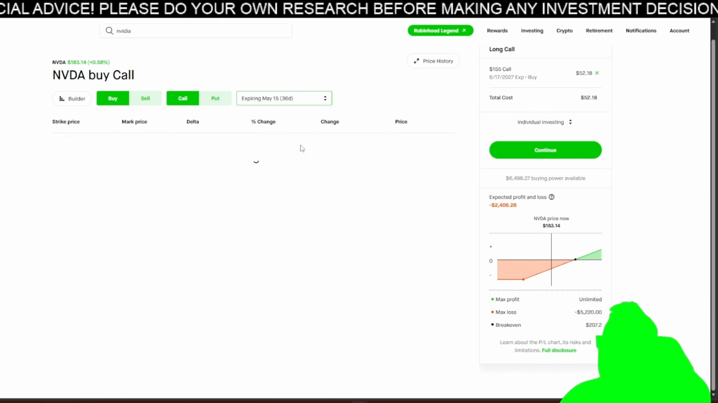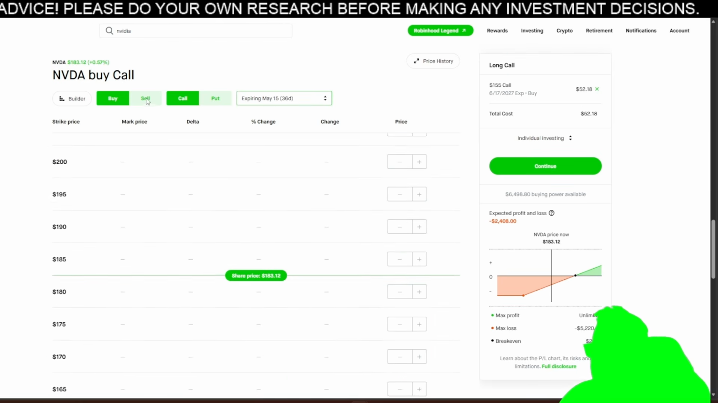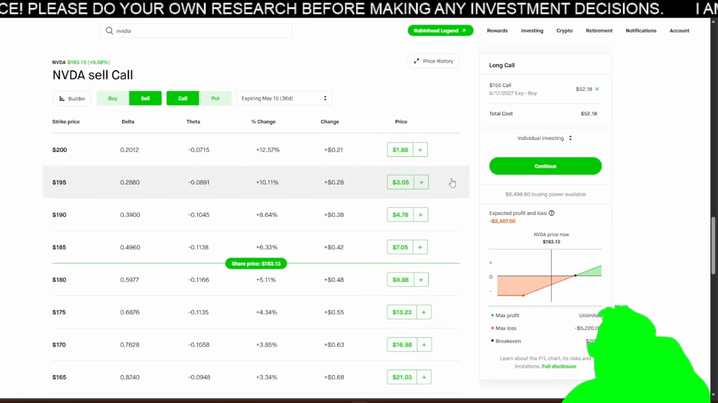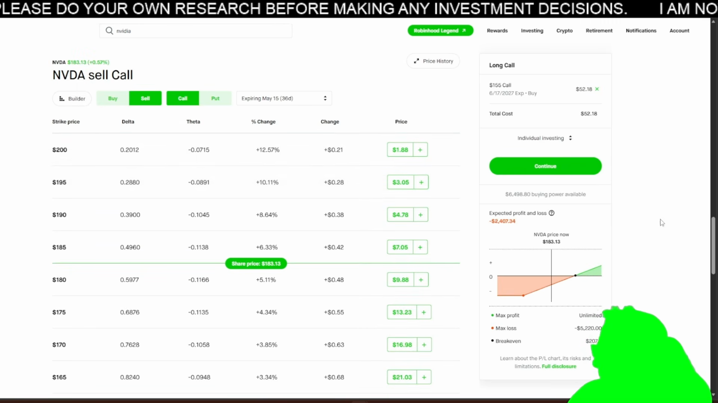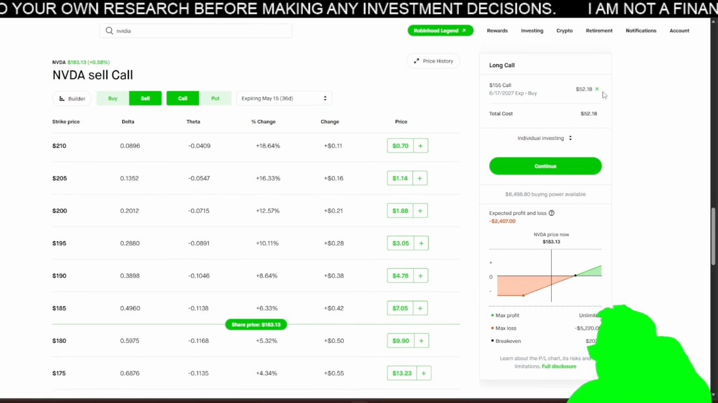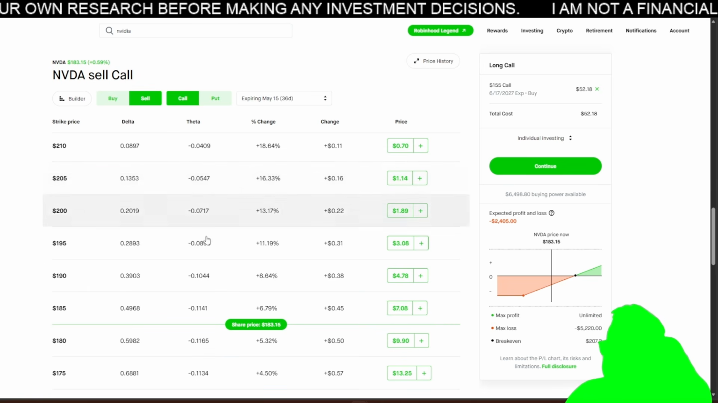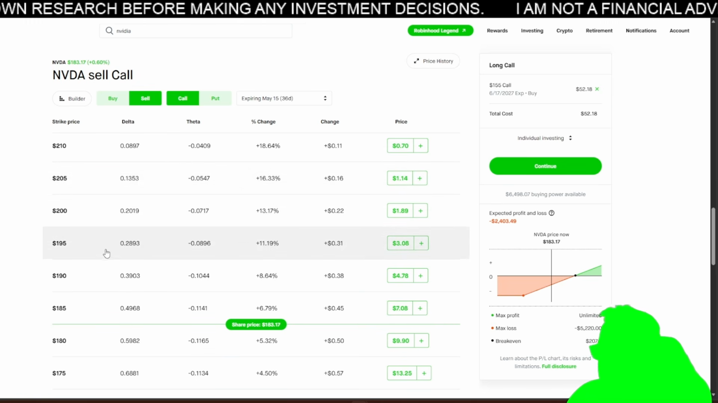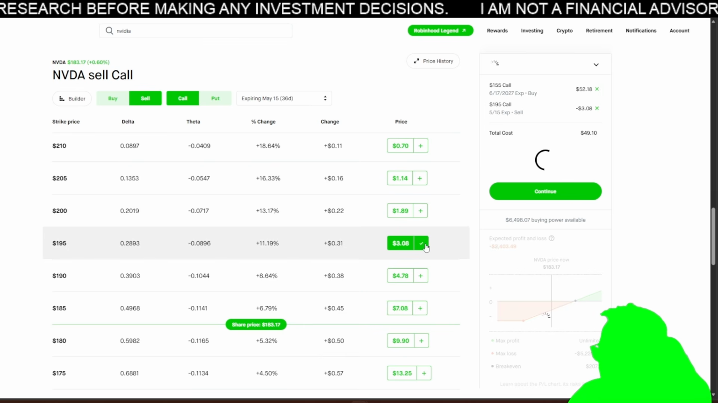So let's say I want to go to May 15th, shorter term, about a month out here, and I'm thinking that NVIDIA, now I'm going to sell a call option here. I'm going to sell a shorter term call option. This one is my leap option, as you see right here. It cost me $5,000 here. And now I want to sell, say, the 195 for $308 here.